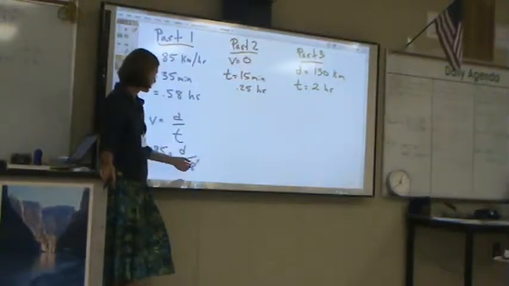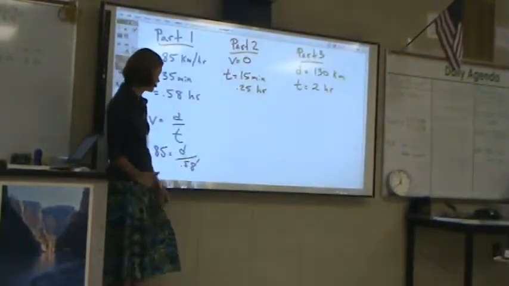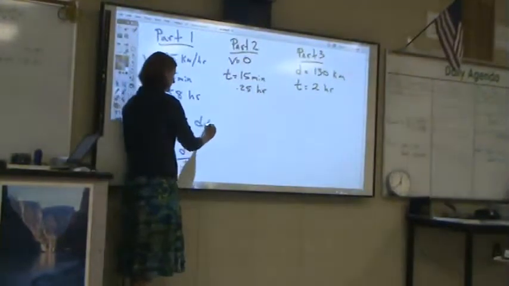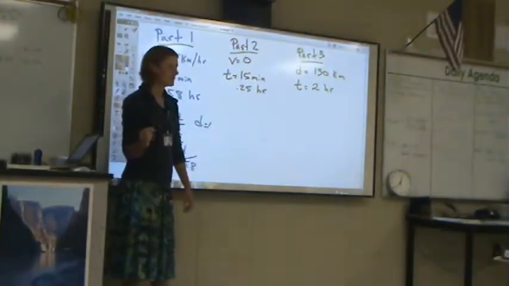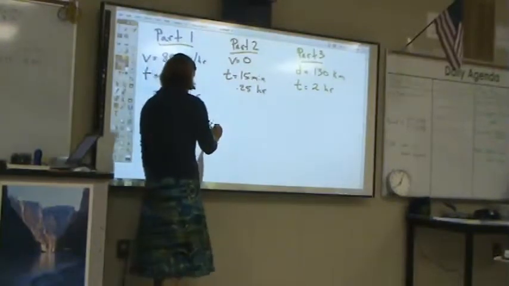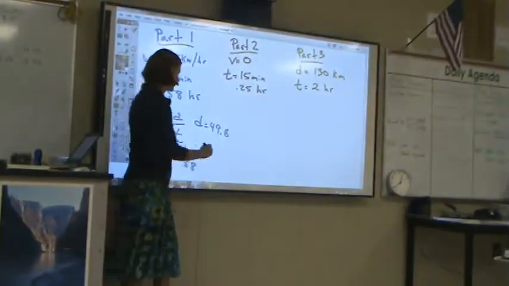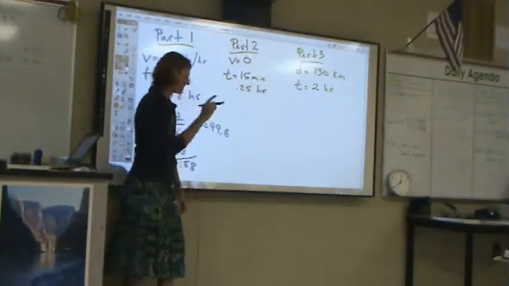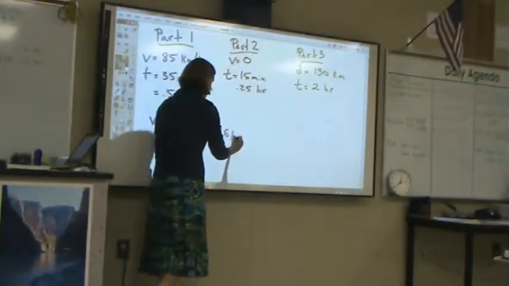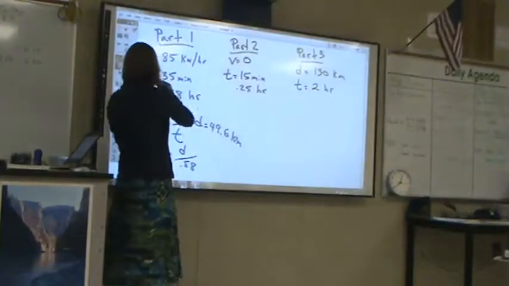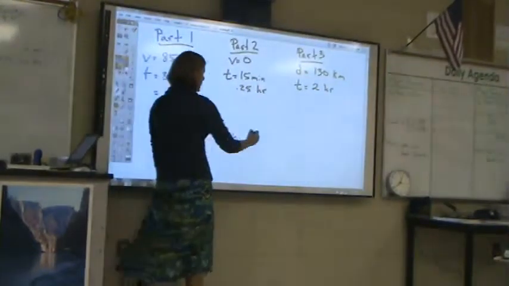All right, so we're solving for D. So we're going to multiply 0.58 to the other side, and our distance traveled for this section is 39.6. Thank you. Unit? Kilometers. Just kilometers, this was our distance. Okay, so all this work, and we can finally get an answer to part A.